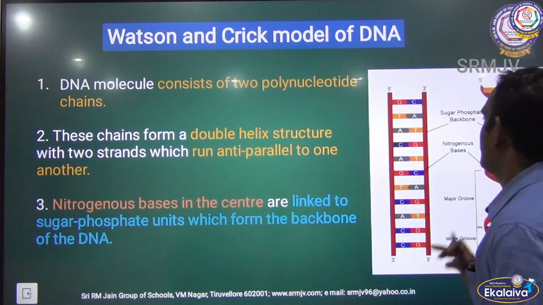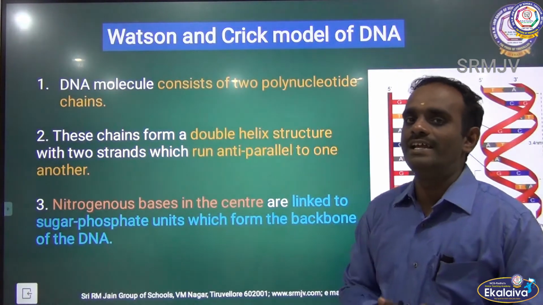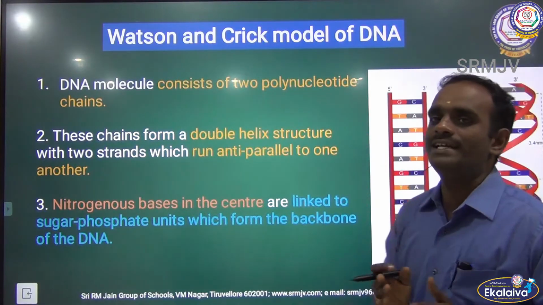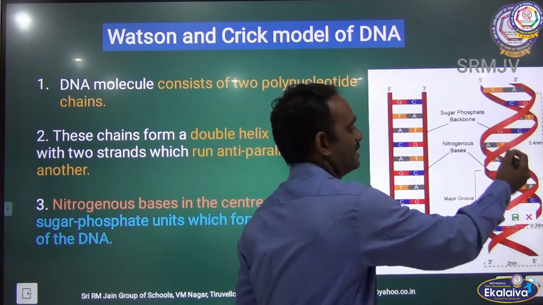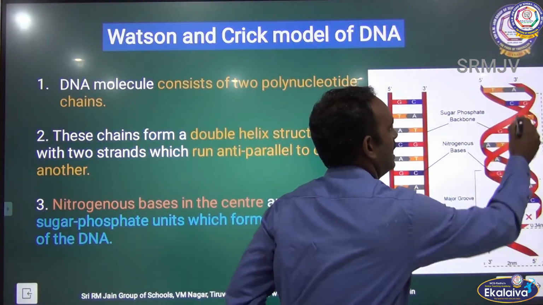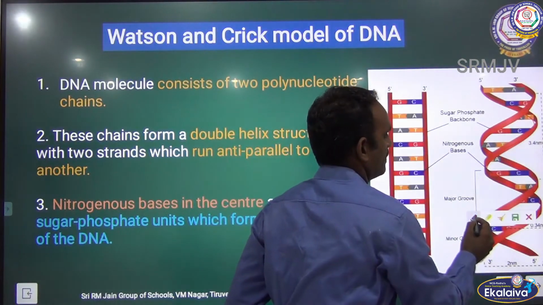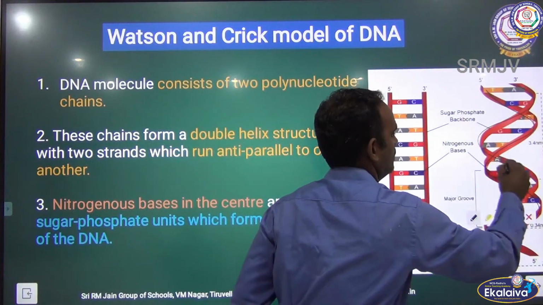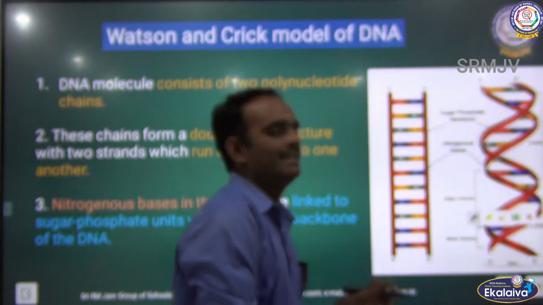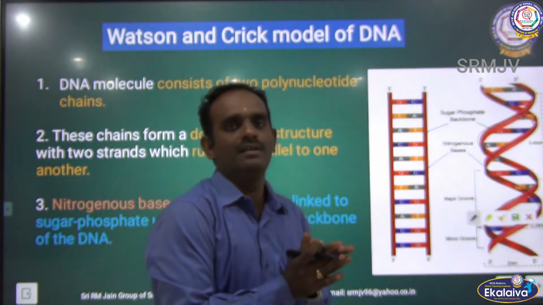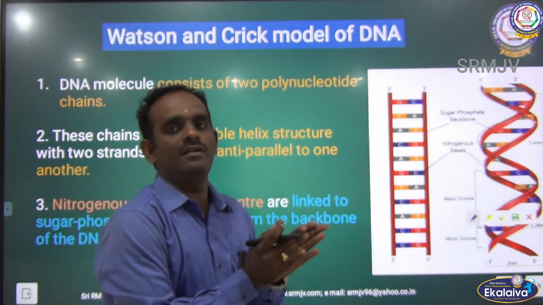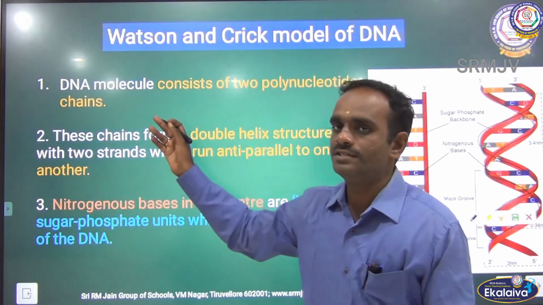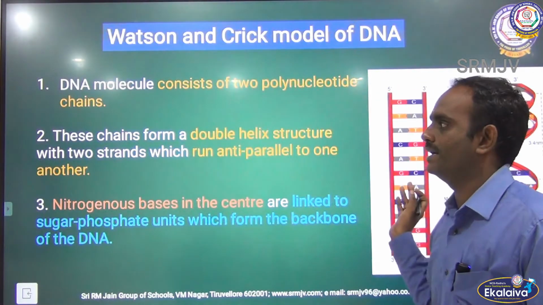Now we will see the Watson and Crick model of DNA. The DNA molecule consists of 2 polynucleotide chains. See the structure here, children. This is one chain and this is the other chain. Both are helical, a double helical structure. It is an accepted model, that is the Watson and Crick model of DNA. So, it consists of 2 polynucleotide chains.